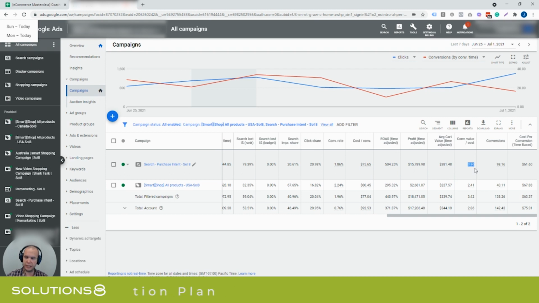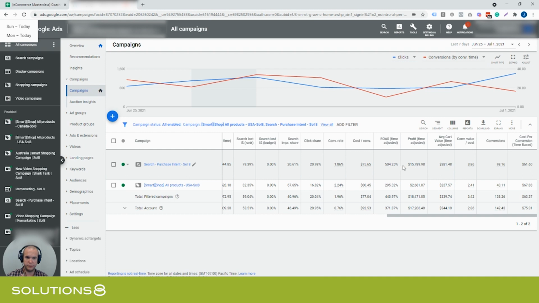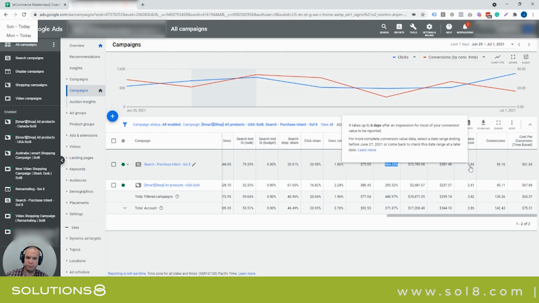Google thinks I made a 386% return on ad spend. In reality, this last week, I made 500. We spent 7,400, made 37,000. So I'm actually getting a 504 ROAS adjusted by time, not the 386 adjusted by the click, because I only have 1 day of performance in this campaign this last week. The other 6 days are still pending. So my ROAS actually looks lower.